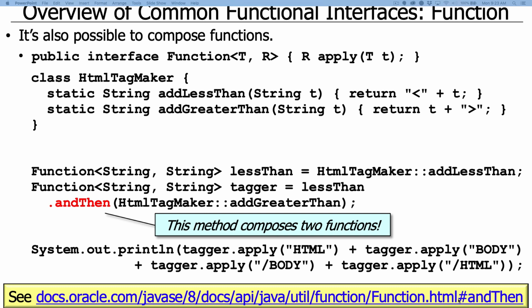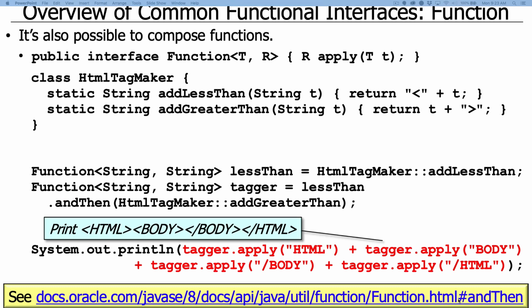So andThen composes two functions together. Then we're going to say tagger.apply("HTML") plus tagger.apply("body") plus tagger.apply("/body") plus tagger.apply("/HTML"). And this particular expression will generate this string. It'll print less than HTML greater than, less than body greater than. So you can see it does that.